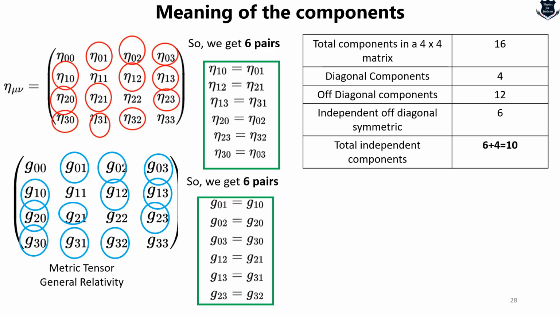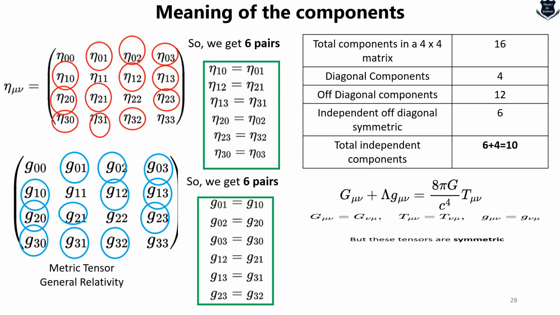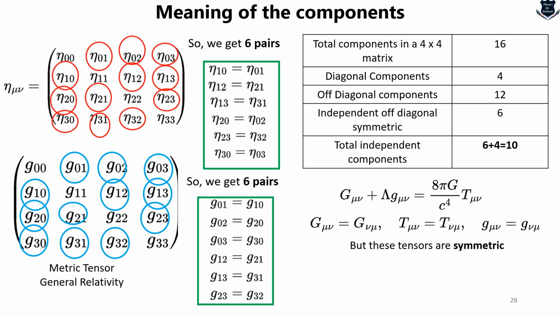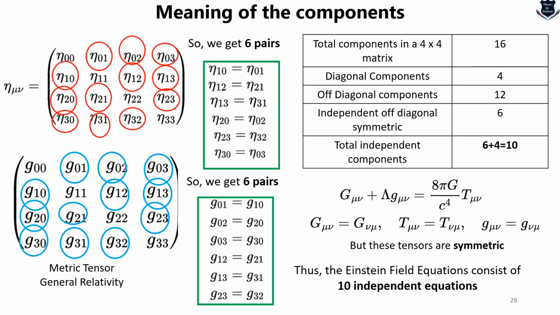So here is a quick calculation. Total components 4 times 4, 16. How many diagonal components? 1, 2, 3, 4, obviously, as it's a 4 by 4 metric. And the off-diagonal 12. Independent 6. So total independent components 6 plus 4 equals 10. That is the reason we say this is the Einstein field equation. In the Einstein field equation, these are symmetric: the stress-energy-momentum tensor, the Einstein tensor, the metric tensor. That is the reason you will see in several videos, even where I have talked, that the Einstein field equation consists of 10 independent equations. Why 10 independent equations? Because we are not considering these 6 pairs, because they are symmetric.